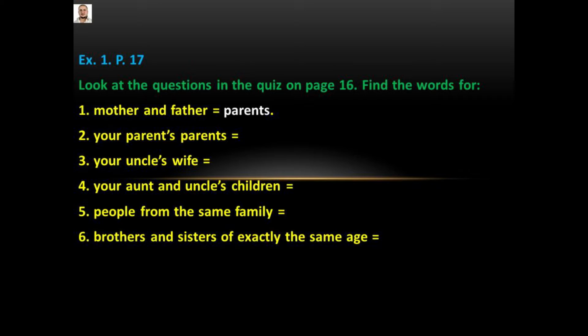Find the words for. Number 1, which is given as an example, mother and father, which means parents. Number 2, your parents' parents. Number 3, your uncle's wife. Number 4, your aunt and uncle's children. Number 5, people from the same family. Number 6 and the last one, brothers and sisters of exactly the same age.